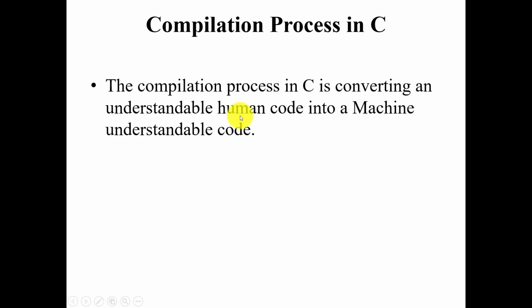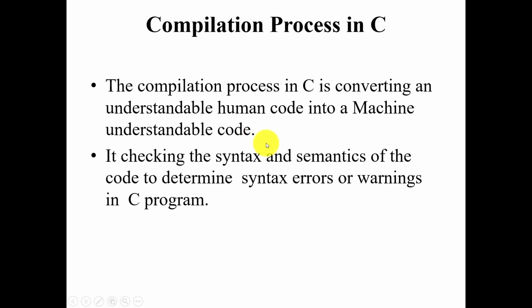It is converting human-understandable code into machine-understandable code. That is, the high-level language code we translate into machine code, because the computer only knows machine code, that is 0 and 1. But before converting to machine-understandable code for the system, it checks the syntax and semantics of the code to determine the syntax errors or warnings in the C program.